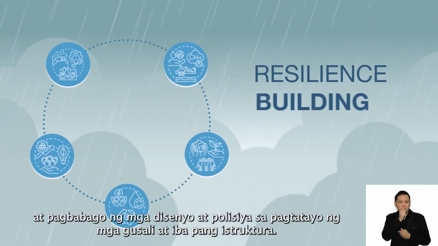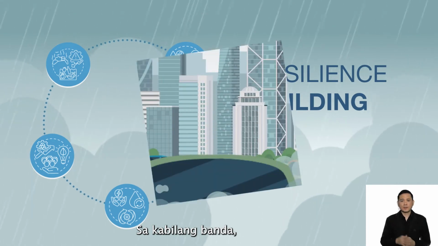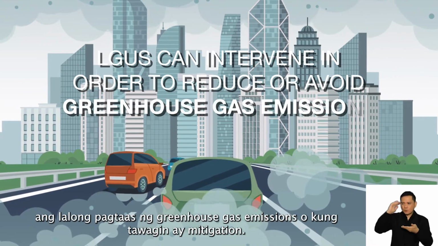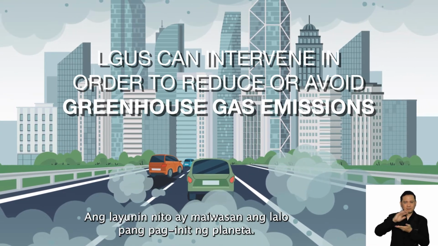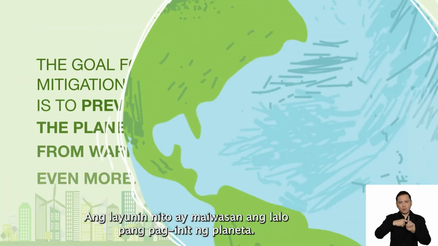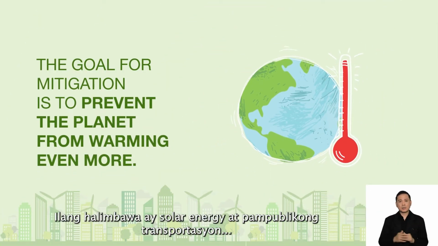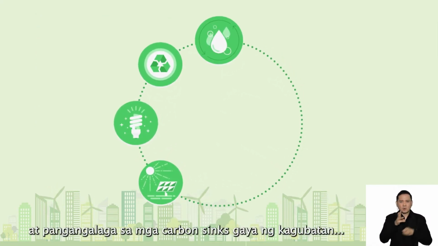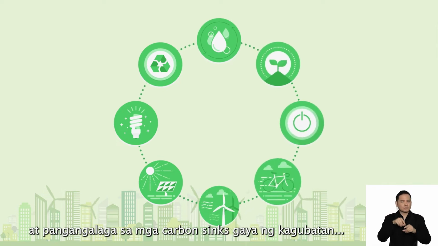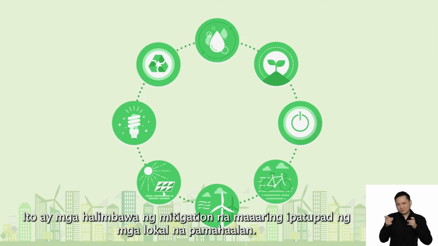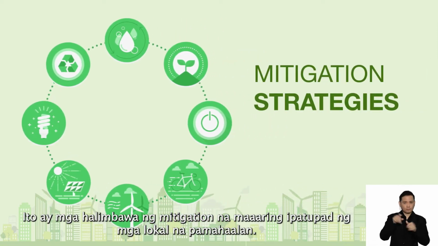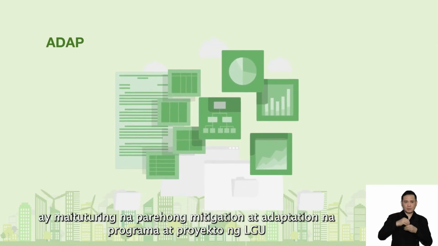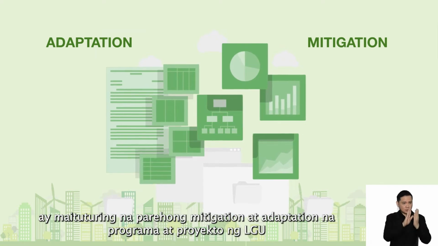On the other hand, for mitigation, LGUs can intervene in order to reduce or avoid greenhouse gas emissions. The goal for mitigation is to prevent the planet from warming even more. Think about solar and mass public transport, solid waste management or wastewater control, and increasing carbon sinks such as forests. These are mitigation strategies that local government units may prioritize. At this stage, the local greenhouse gas inventory is considered for both adaptation and mitigation strategies.